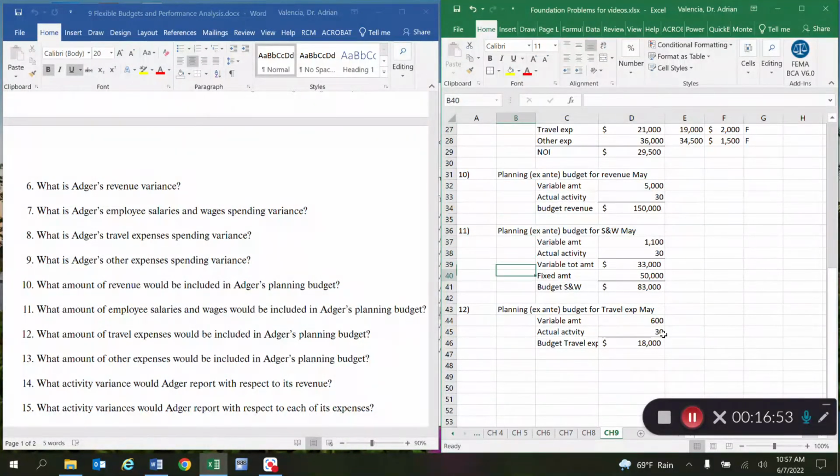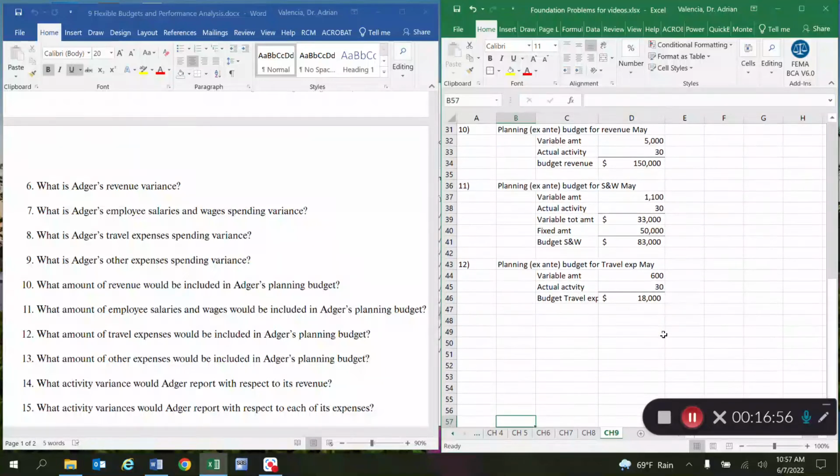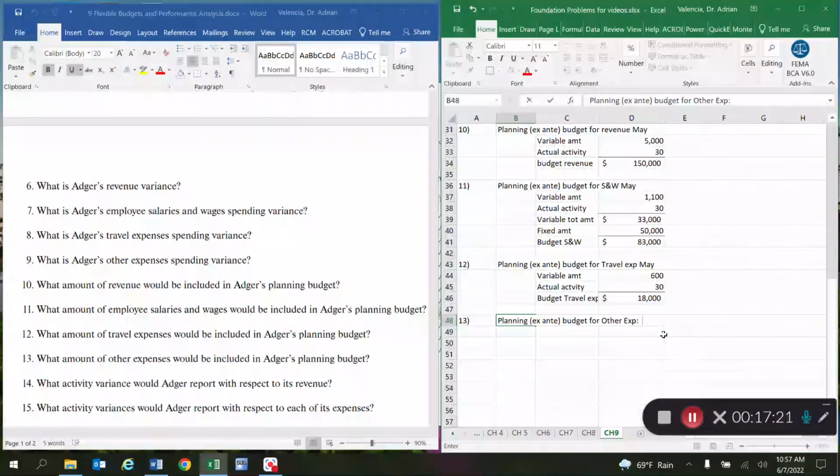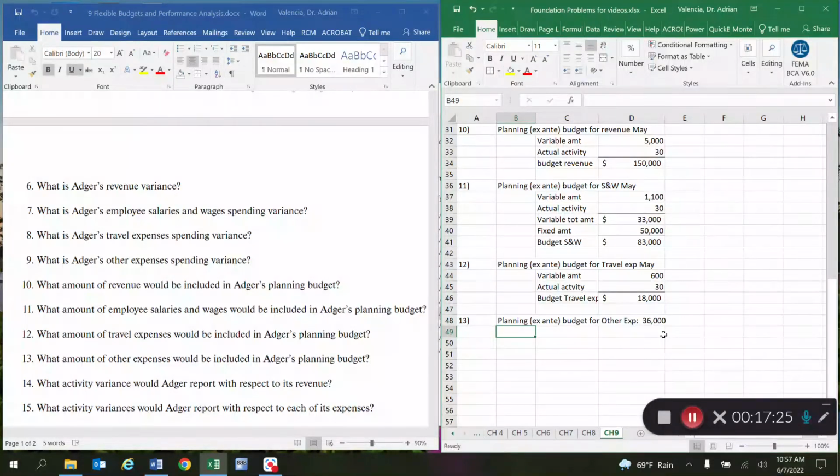Okay, and then 13, what would other expenses have been? Well, that would have stayed the same because it was all fixed. So let me just write that down. The planning ex ante budget for other expenses would have just been the same as before, $36,000, because that was fixed. Okay.